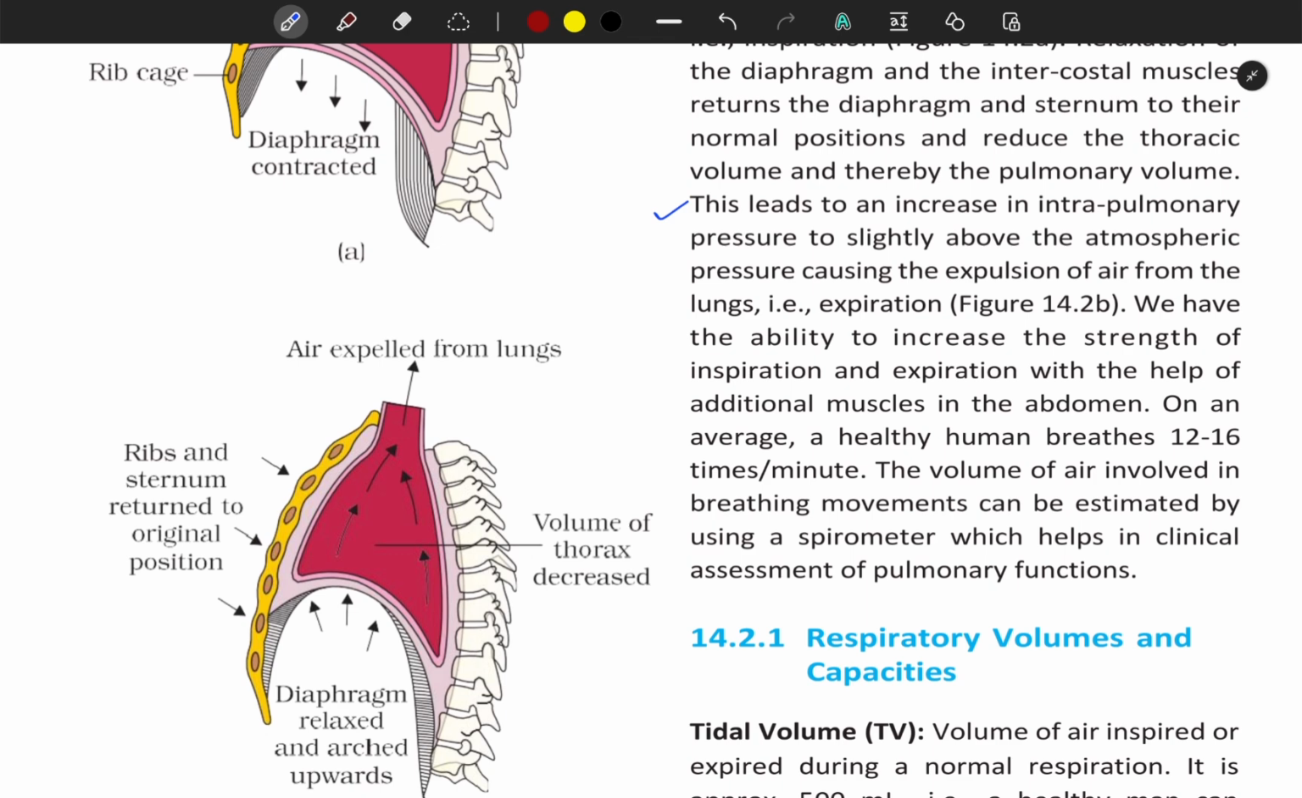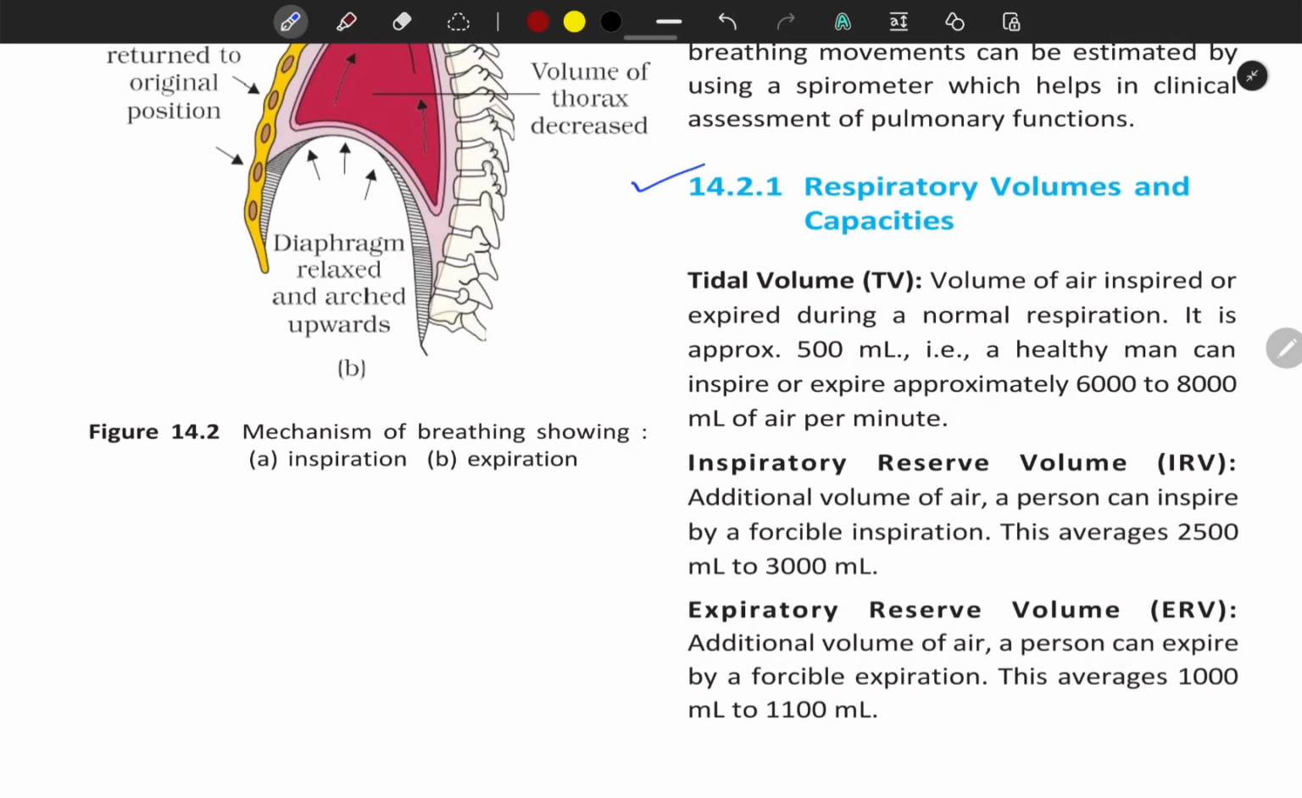The volume of air involved in breathing movements can be estimated by using a spirometer, which helps in clinical assessment of pulmonary functions. 14.2.1 Respiratory volumes and capacities. Tidal volume, that is TV: volume of air inspired or expired during a normal respiration. It is approximately 500 ml, that is, a healthy man can inspire or expire approximately 6000 to 8000 ml of air per minute. Inspiratory reserve volume, that is IRV: additional volume of air a person can inspire by a forcible inspiration. This averages 2500 ml to 3000 ml.